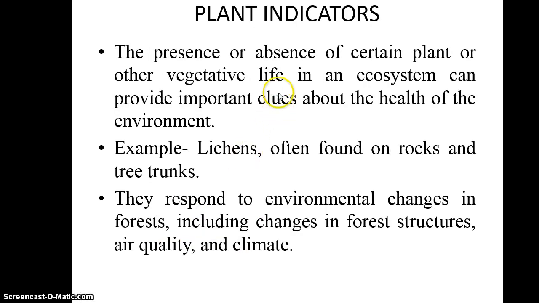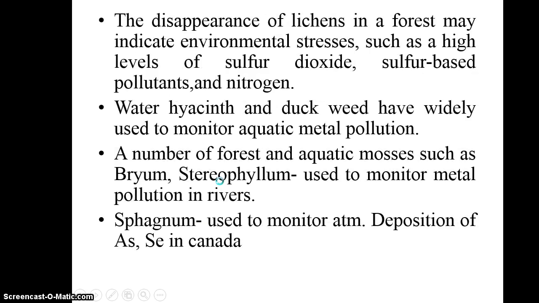Then plant indicators. Here the plants are used to detect the environmental health. How will you come to know those are bioindicators? The presence or absence of some plants in the ecosystem will show you there is pollution. For example, lichens. Lichens are plants which grow on rocks and trunks. The disappearance of lichens from the forest indicates a high level of sulfur dioxide or sulfur based pollutants and nitrogen in the environment.